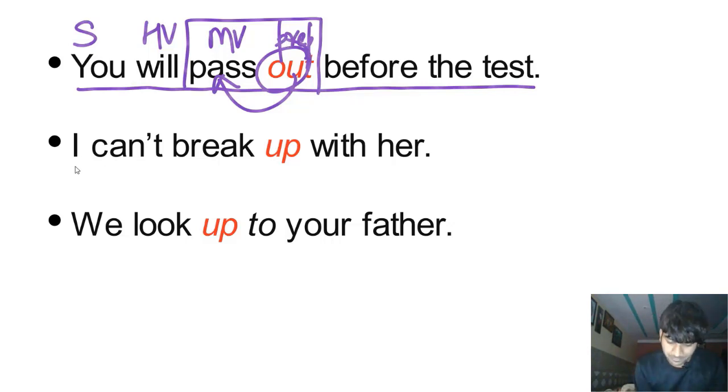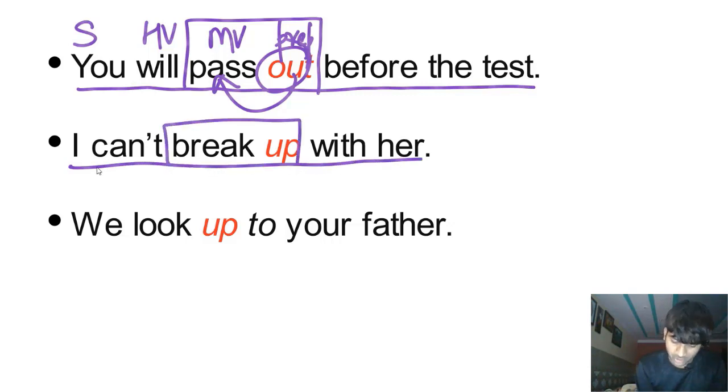Second example: I can't break up with her. I cannot, subject; modal verb, which is a type of auxiliary verb, helping verb. Break up, break, main verb; up, preposition; with her, another prepositional phrase. I cannot break up. I cannot separate myself from her. I cannot break up, end a relation with her. Break up, to end something.